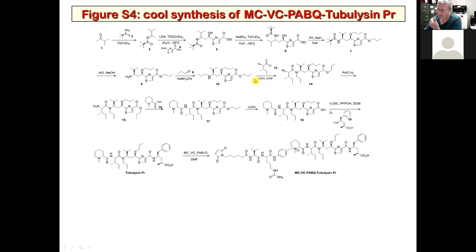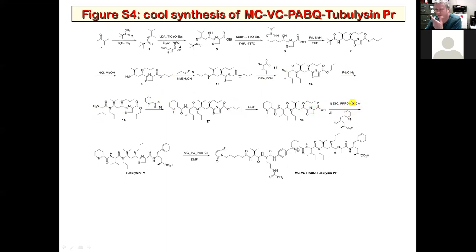This is where they form the amide linkage with the azide as a protecting group. So the nitrogen attacks the acid chloride. Now they're building this up. Palladium and H2 cleave the azide to an amine. Then they couple this amino acid to the nitrogen, probably with something like EDCI. Got the amide. Lithium hydroxide cleaves this propyl ester. They cleave the propyl ester specifically.